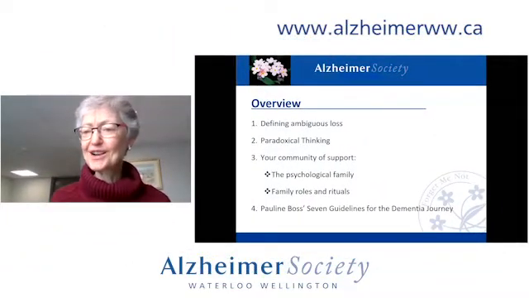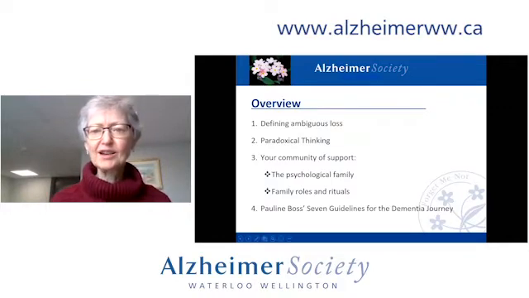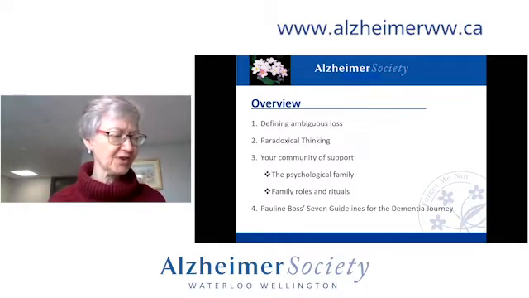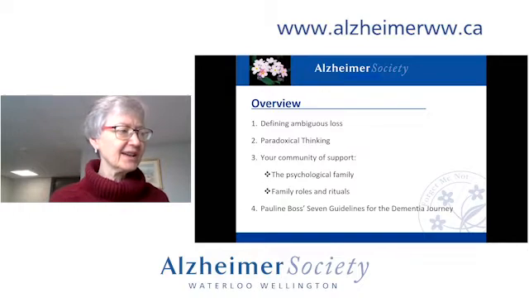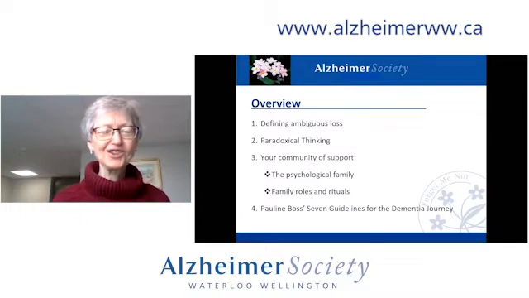And this is what we're going to try to cover for everybody today. We're going to define ambiguous loss. We're going to look at paradoxical thinking. We're going to consider your community of support. And then we're going to look at Pauline Boss's 7 guidelines for the dementia journey. And Pauline Boss is the lady who wrote the book Ambiguous Loss and is associated with that. And so this is sort of a mini version of what she has brought forward for us to consider.